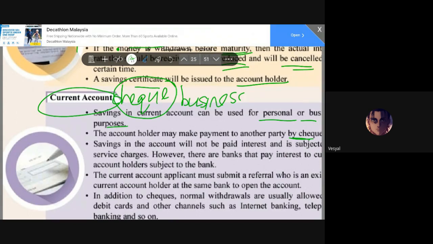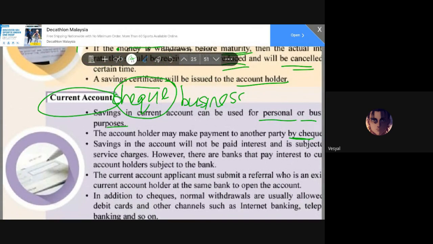Why do current account holders use cheques? Correct, for a very large sum. If you carry such a large sum, it is going to endanger the current account holder, not benefit him actually, because he might get robbed in the streets or whatever. So this is why they want cheques.